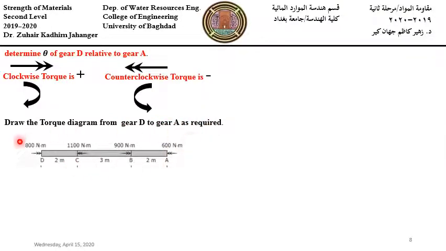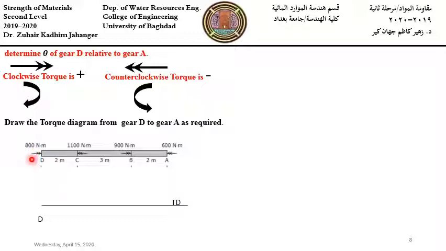So first of all, this is the free body diagram of the figure of the problem. So how to draw the torque diagram depending on this sign convention. First of all, we put a line, horizontal line of the torque diagram. Then we start from D. Here is 800. Here is 800.